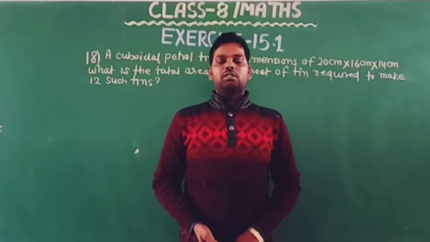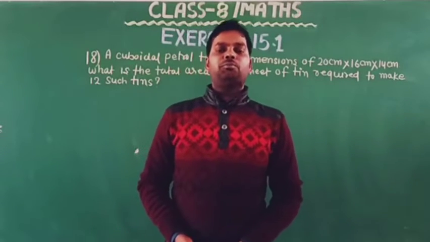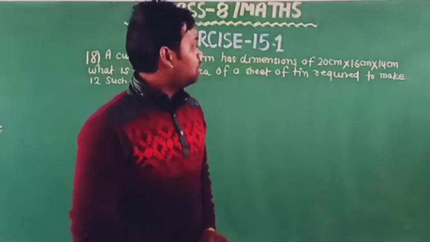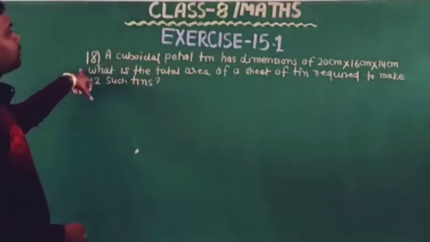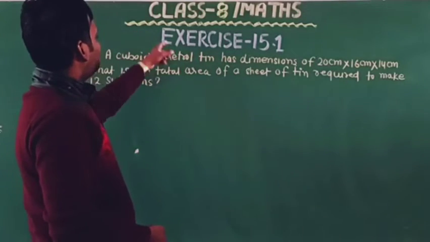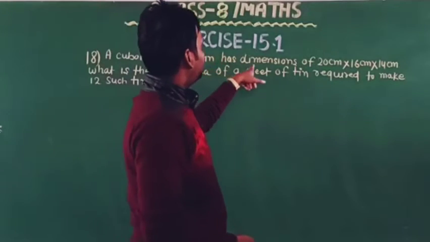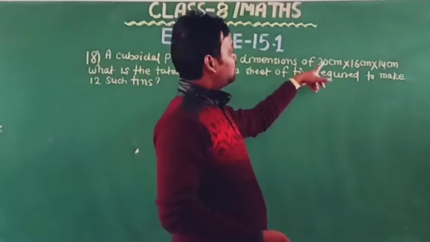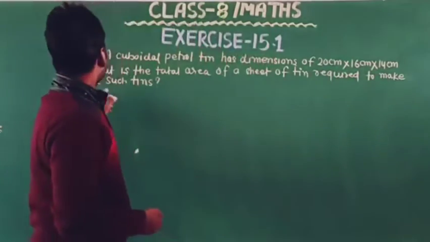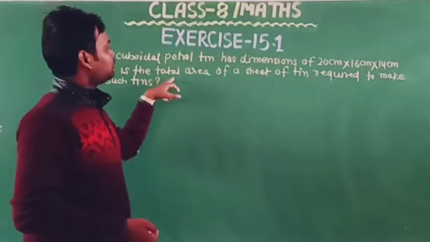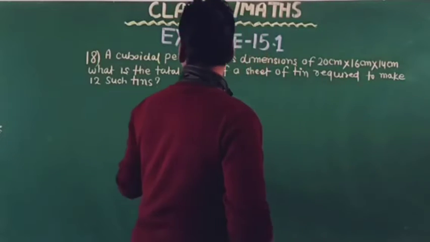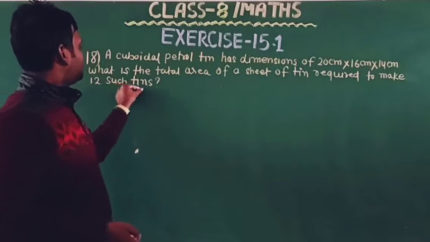Hello student, in this video I will solve exercise 15.1 onward, question number 18 from volume and surface area. In this question it has been said that a cuboidal petrol tin has dimensions of 20 centimeter, 16 centimeter and 14 centimeter. What is the total area of a sheet of tin required to make 12 such tins?